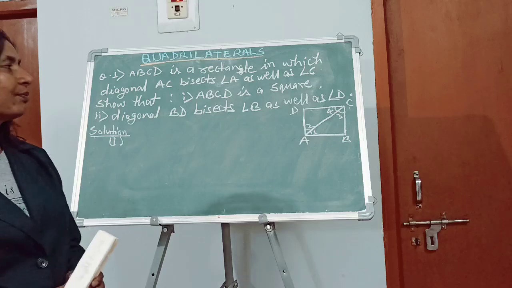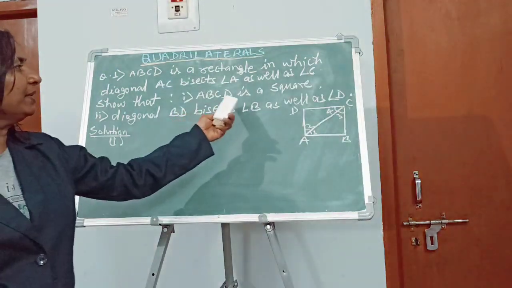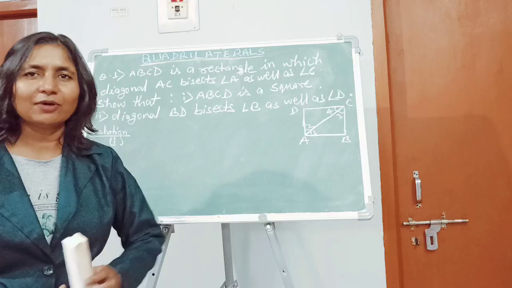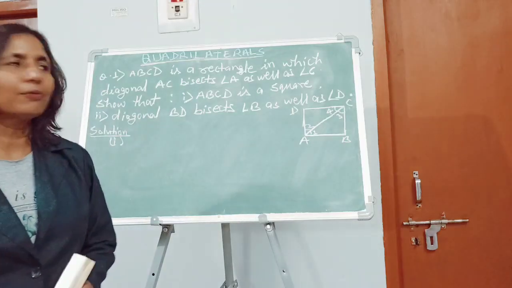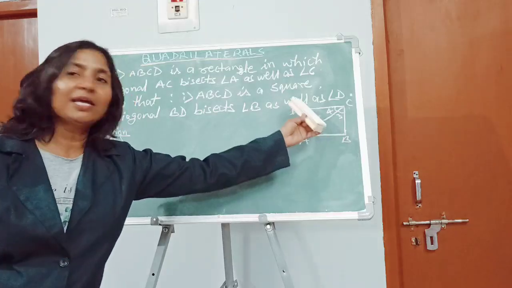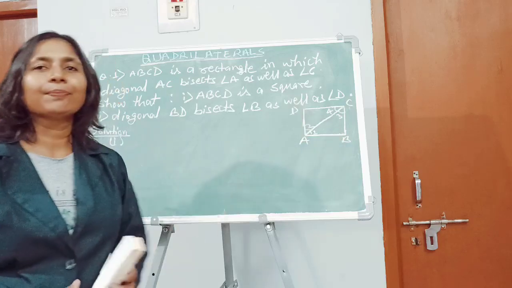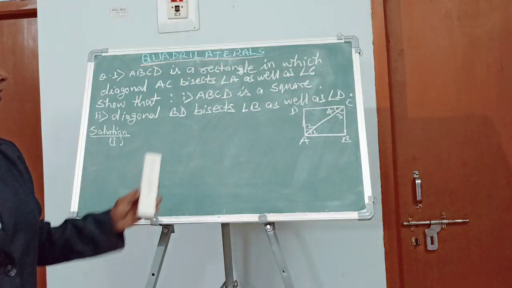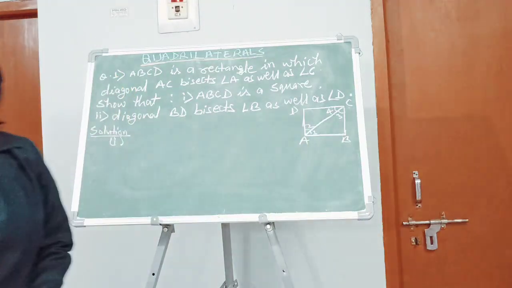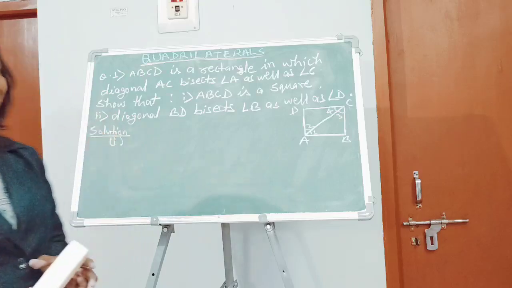Now what you have to do? You have to prove two things. First one, ABCD is a square. This rectangle ABCD is a square. This is the first thing which you have to show or prove. And the second one, diagonal BD. There will be another diagonal when we join B and D. So the second thing which you have to prove is diagonal BD bisects angle B as well as angle D. So first of all, let us try to prove the first one.